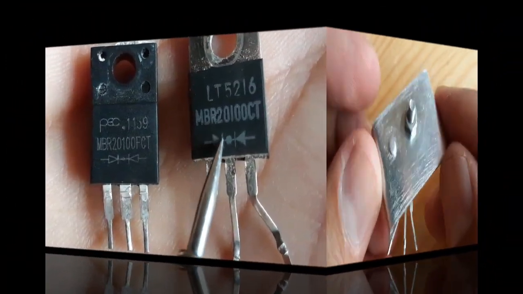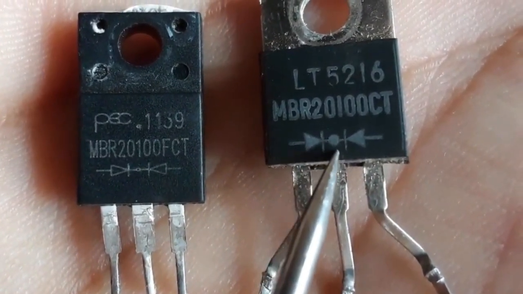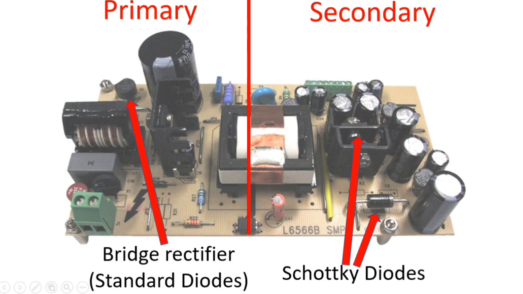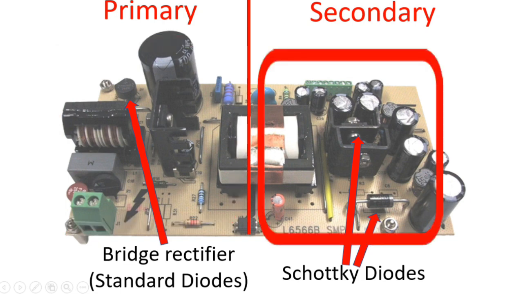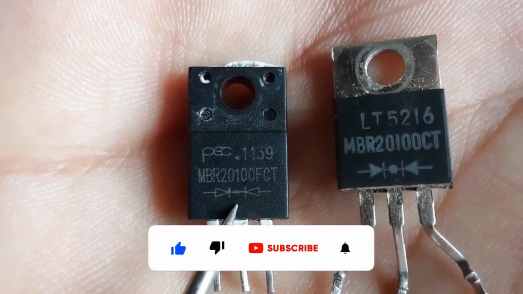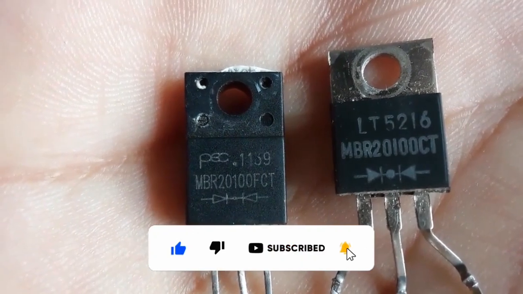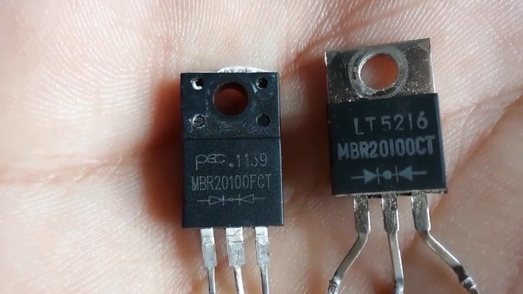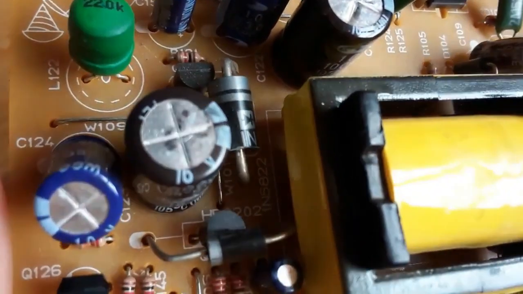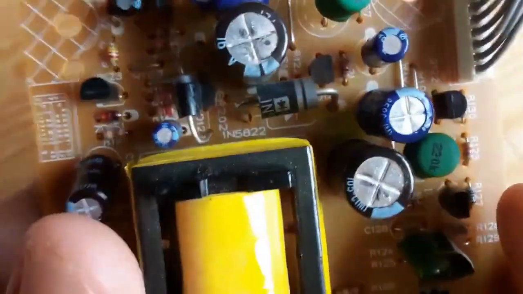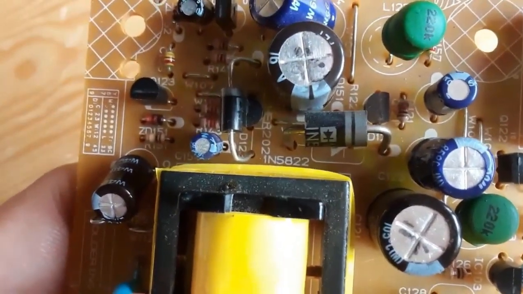To talk about how to test the Schottky diodes. We find the normal diodes in the primary stage of every flyback power supply and the Schottky diodes in the secondary stage of any flyback switch mode power supply. Of course, as you can see here, this is a Schottky diode with two diodes connected together. Here we also have another kind of Schottky diode with just two leads or two terminals.